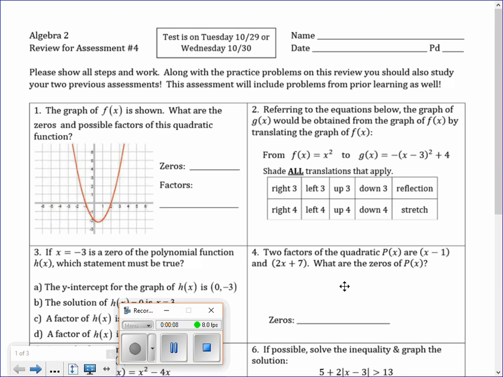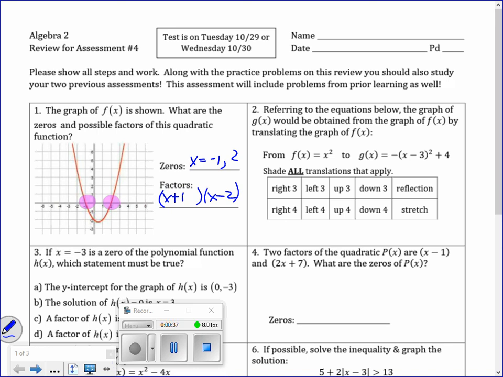All right, so here is a video for the review for assessment number 4. So this graph here, when you're looking for zeros and factors. Remember, zeros is another name for x-intercepts. So zeros, roots, solutions, and x-intercepts, those all mean the same thing. And so when I look at there, the zeros are -1 and also 2, which turns my factors into x plus 1 and x minus 2.